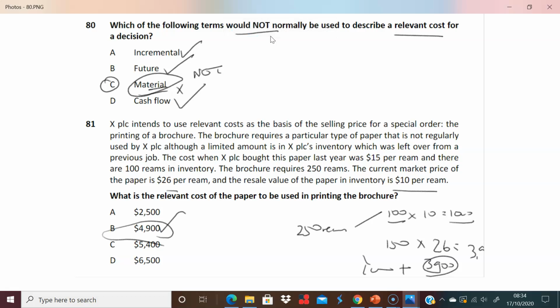So the opportunity cost of 100 rims, if you like, and the cost of buying in some new rims as well. Great stuff, and that brings us to the end of that question list for relevant costing.